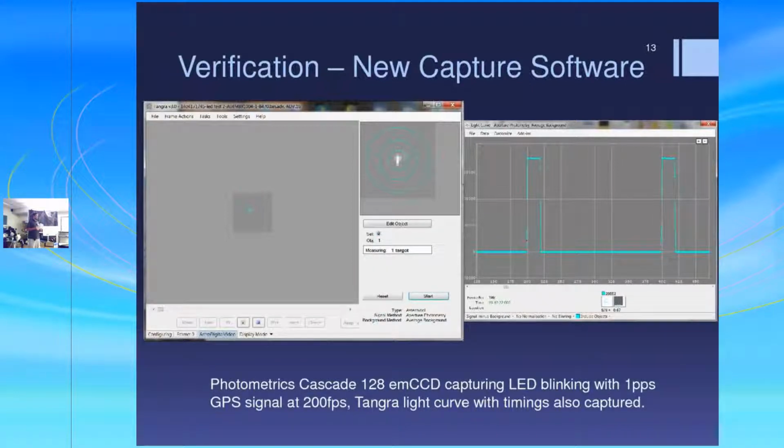Because of the frames per second, it notices that the thing has started blinking 13 milliseconds late.